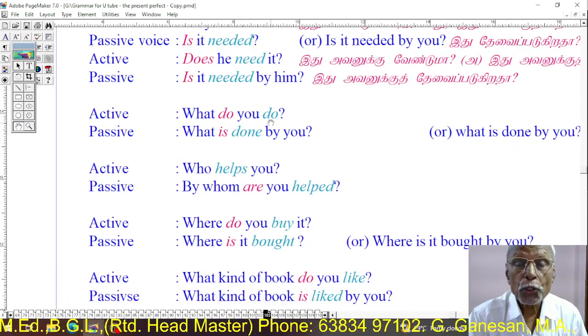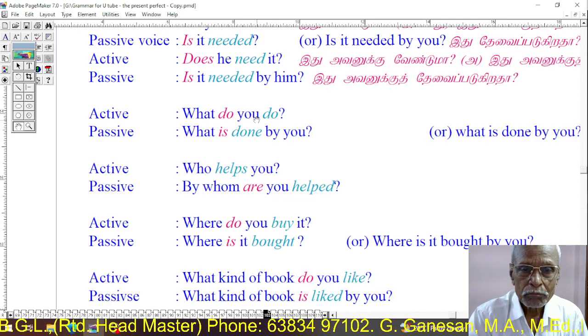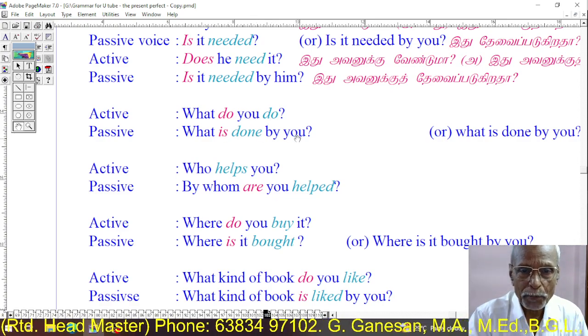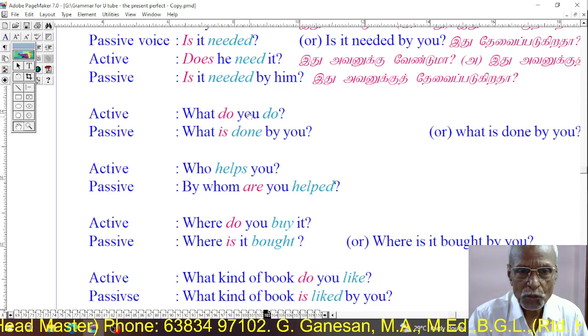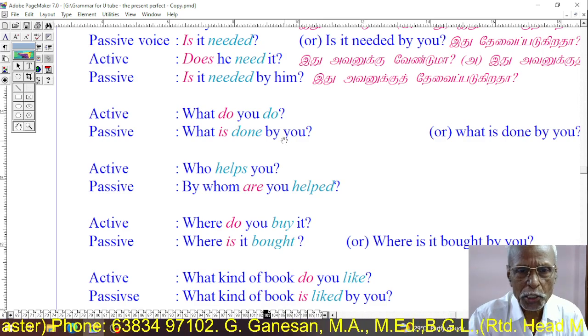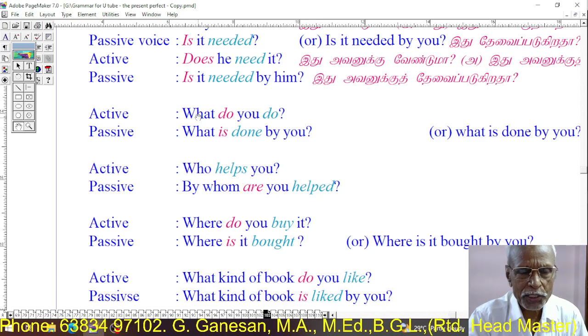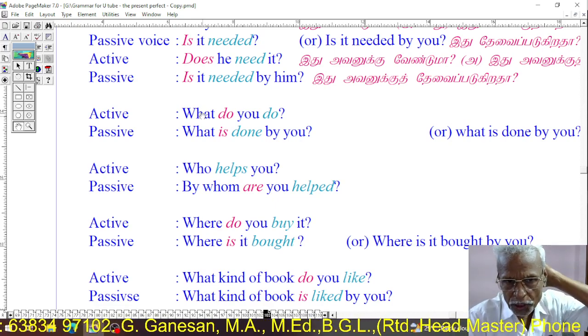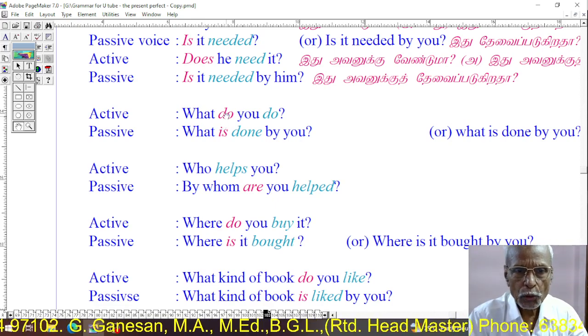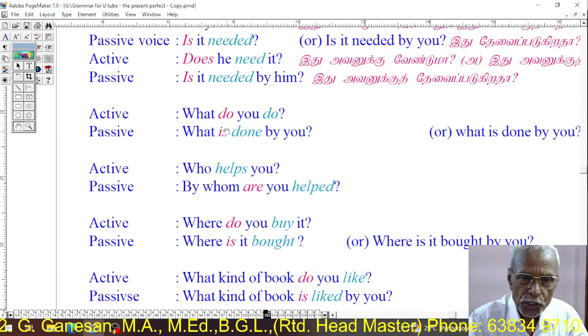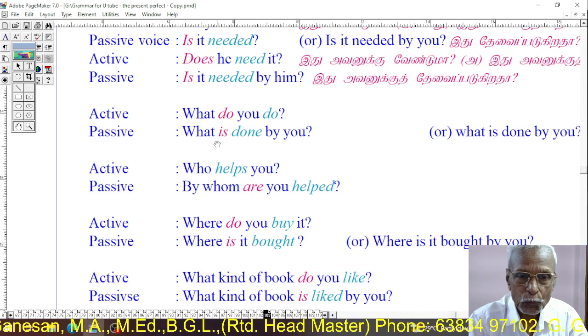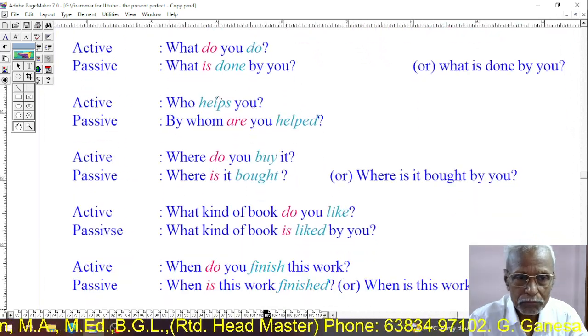Then, what do you do? What is done by you? Here the subject is you, and it gets changed into by you. Here the subject as well as the question word is what. What is singular, so do has been changed into is. What do you do? What is done by you?